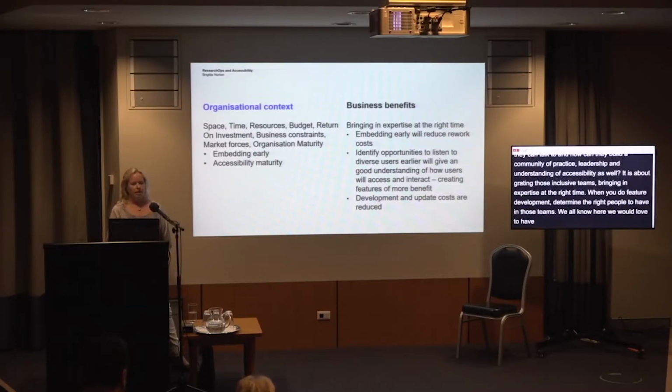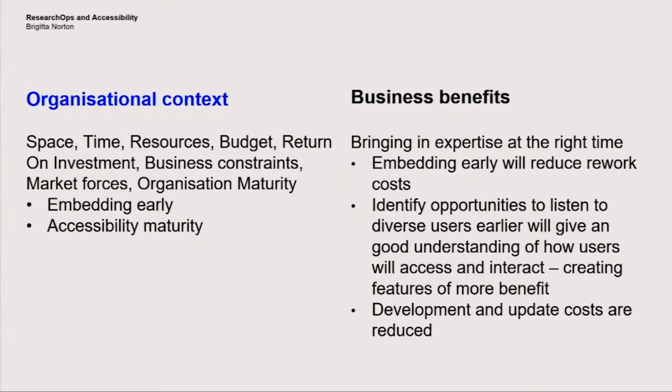The next one is organisational context. So we all know there's logistics around doing user research. You need to have your space, your time, your resources, a budget. What's the return on investment, the business constraints, market forces and organisation maturity. Again, this is where you can align with accessibility around your business benefits.